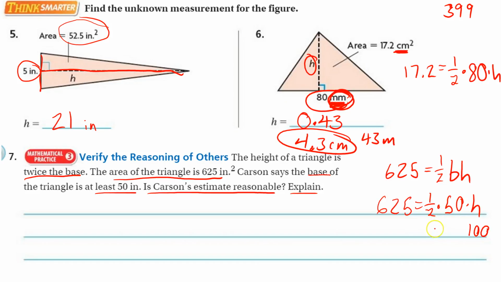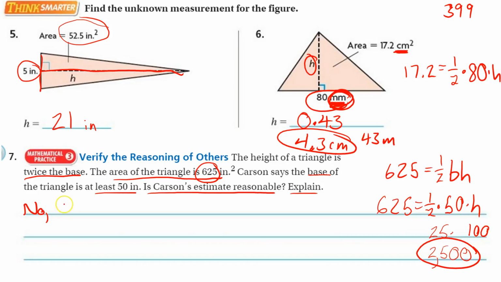So half of 50 is 25 times 100 is 25, add 2 zeros, 2,500. So is Carson's estimate reasonable? I would say no, because 2,500 is much larger than 625.